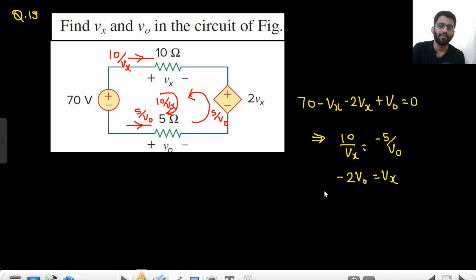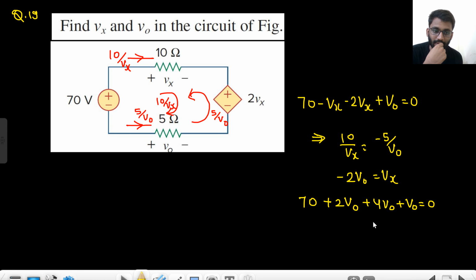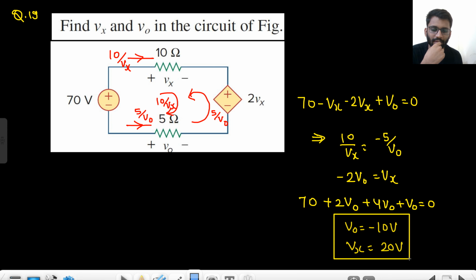So here we can replace Vx. So 70 plus 2 V naught plus 4 V naught plus V naught. V naught is equal to minus 10 volt. So your Vx is equal to 20 volt. Understood? Or you can verify as well.